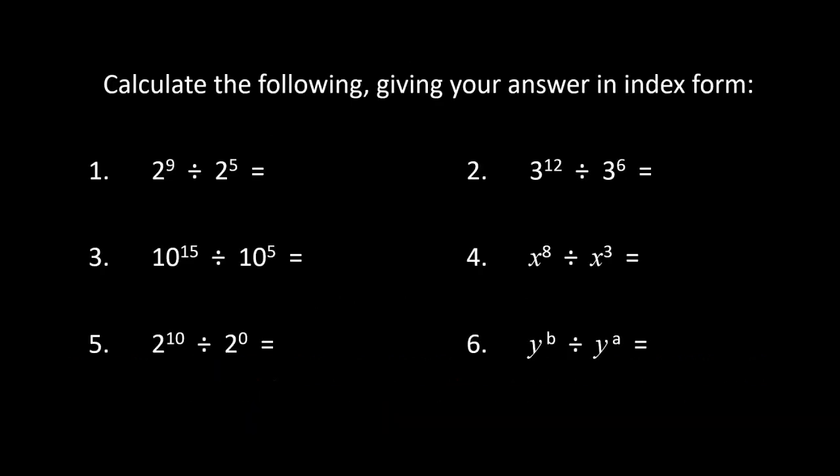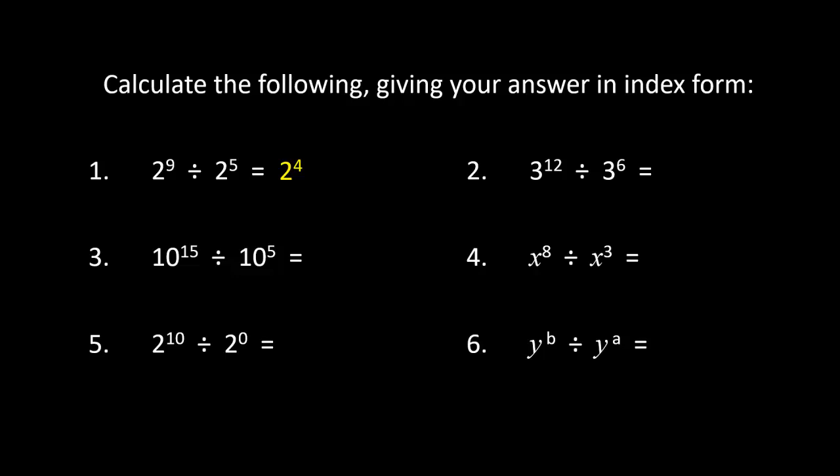Excellent. Time for a little exercise. Have a go at those 6 there, giving your answer in index form. Press pause, work them out, press play for the answer. How'd you get on? Number 1, 2 to the power of 9 minus 5 is 4.